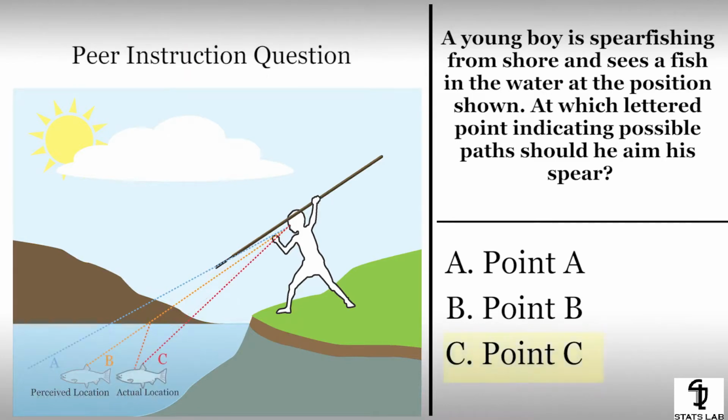Note that light coming from the fish moves from water into air, and the decrease in index of refraction indicates that the light rays will bend away from the normal. Thus, the fish appears to be further away than it really is.